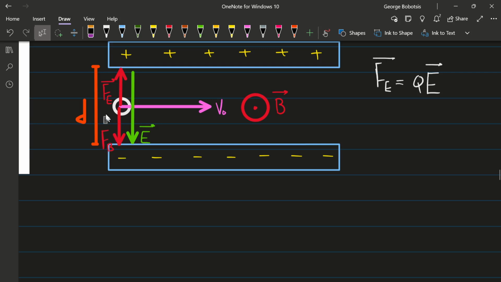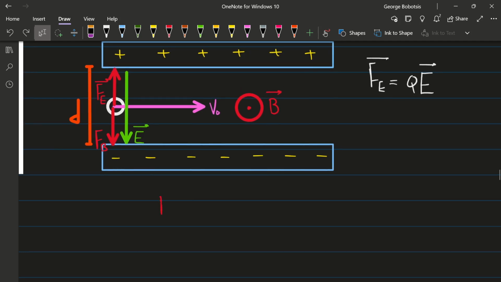Guys, if I was going the other way, what would happen right now? Tell me what you think would happen to the magnetic force. It would flip, wouldn't it? Because you're flipping again the cross product sign. That's what you're doing here.